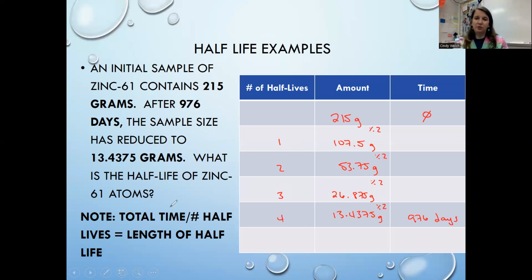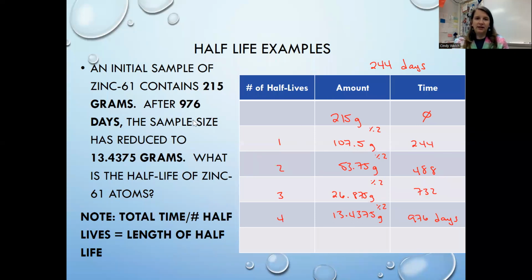So I'm going to divide my total time, which is 976 days, divided by my number of half-lives, 4. And so I've got 244 days. And I can check my work because I should be able to add 244 here each time and get up to 976 to check my work. It's 732. If I add 244 to that, I do get 976. Okay.